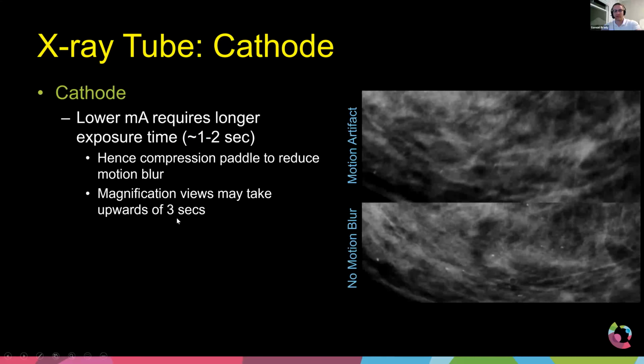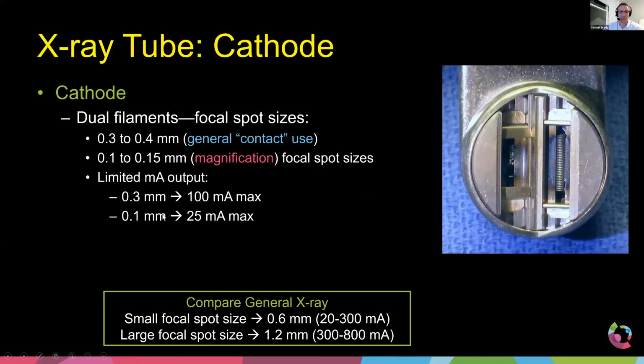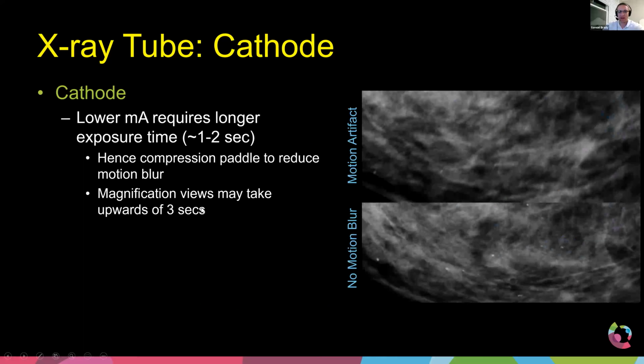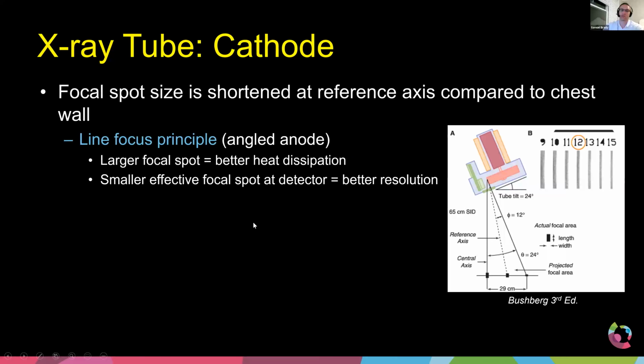And the other thing is when we go to magnification view, remember magnification view has very low mA output. We typically only do about 25 mA, whereas contact is about 100 mA. Because of that, for mag views, we almost always have to image for up to 3 seconds. So we have a lot more potential for motion in a magnification view.